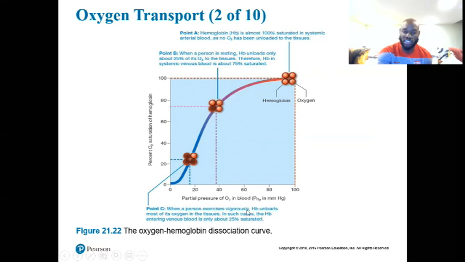So at point C, when a person exercises vigorously, your hemoglobin unloads most of its oxygen in the tissues, right? The hemoglobin entering the venous blood is only 25% saturated. Point B, when a person is resting, hemoglobin unloads only about 25%. So only about one oxygen is unloaded. Therefore, hemoglobin in systemic venous blood is about 75% saturated. And then hemoglobin is almost 100% saturated in systemic arterial blood, as no O2 has been unloaded to the tissue. So this is the blood that's already gone to the lungs and is now being pumped to the body, but it hasn't gotten to the tissues yet.